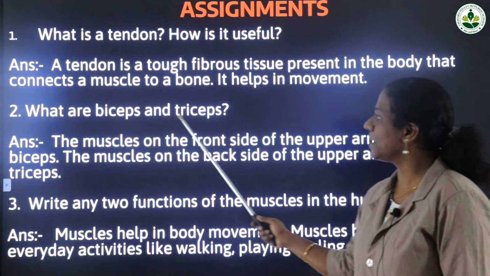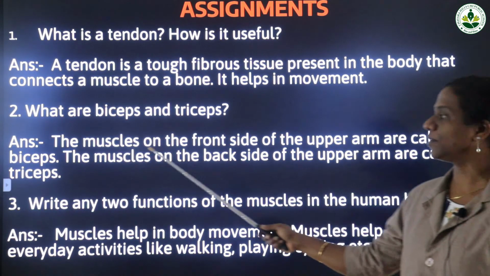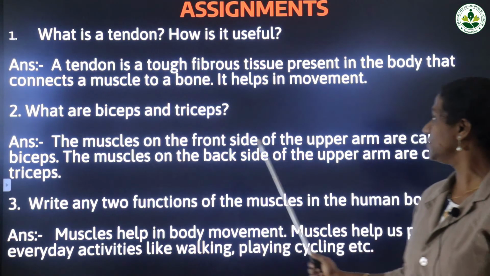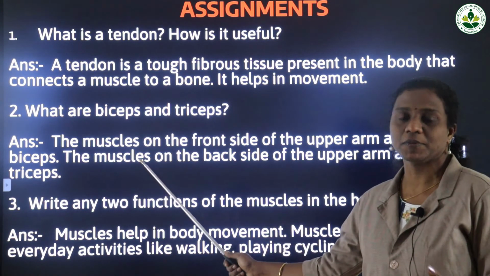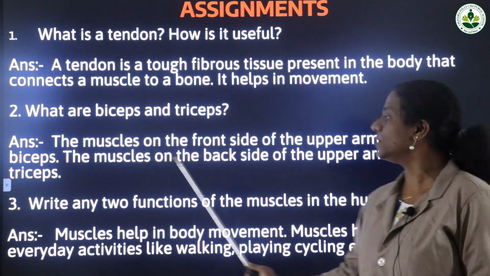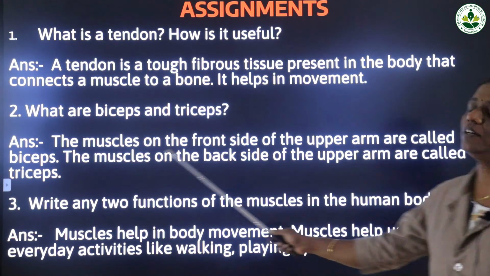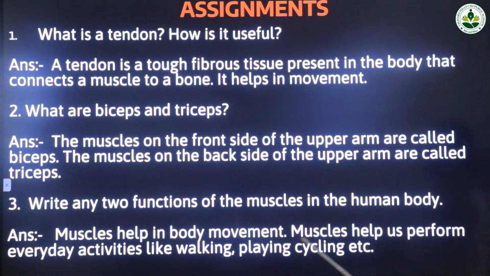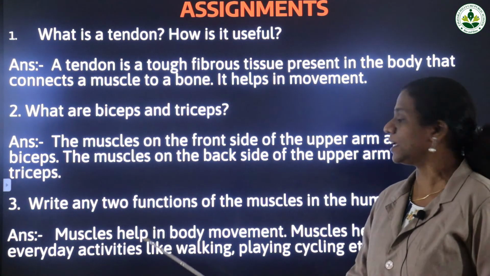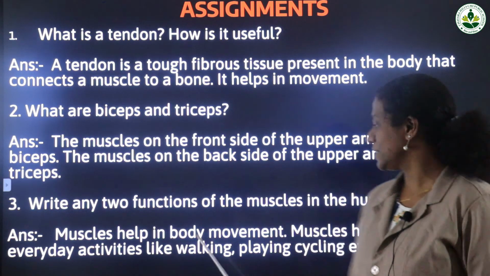Second question, what are biceps and triceps? So that we already studied, the muscles present in the front side of the upper arm are called biceps, and triceps means the muscles present in the lower side, back side of the upper arm are called triceps. Then write any two functions of the muscles in the human body. Muscles have many functions, they help in the body movements.